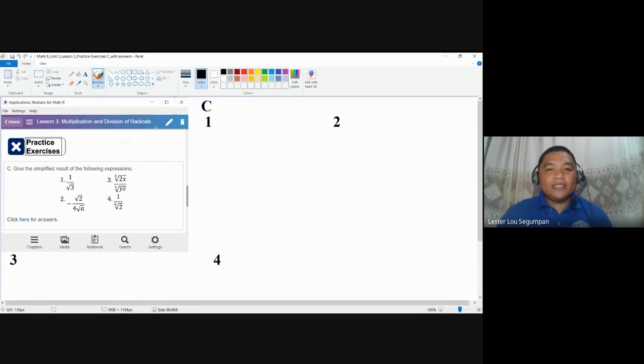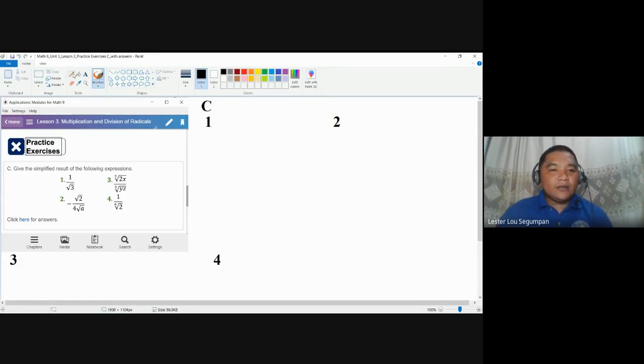Again, the term is rationalizing the denominators. In simpler language, we are going to omit, remove, or neutralize the radical expressions found in the denominator. So it would be very okay if there are radical expressions found in the numerator, but as soon as we notice that there are radical expressions in the denominator, we need to rationalize them.